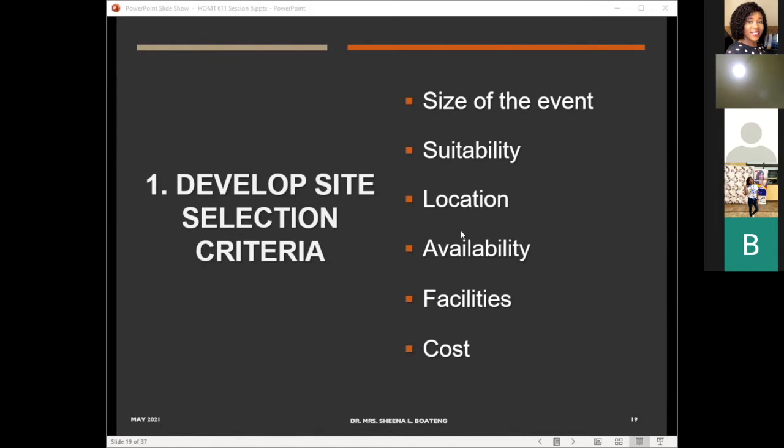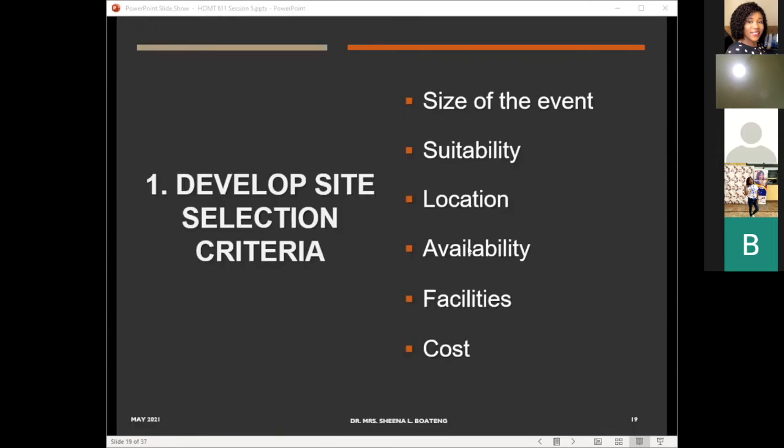We also need to think about location of the site, as well as its availability, because a site may be at a very good location and be very suitable, but then it may not be available at the time that we want to host the event. We also need to think about the facilities that the site has, as well as the cost implications if we were to go with a particular site, right?